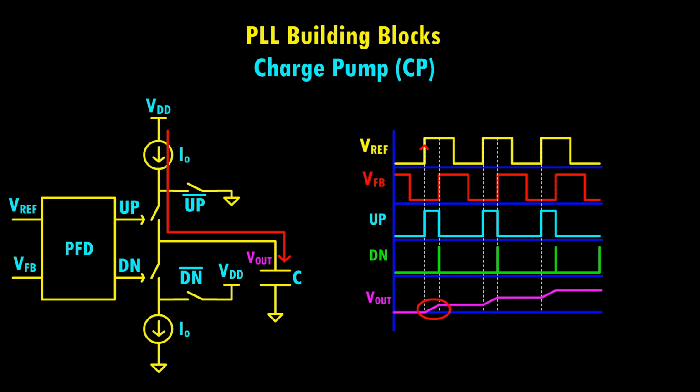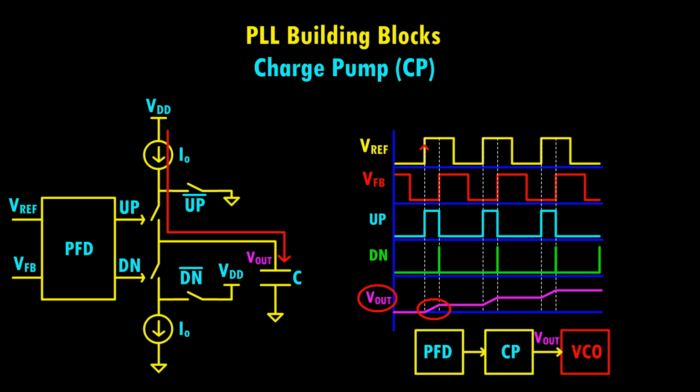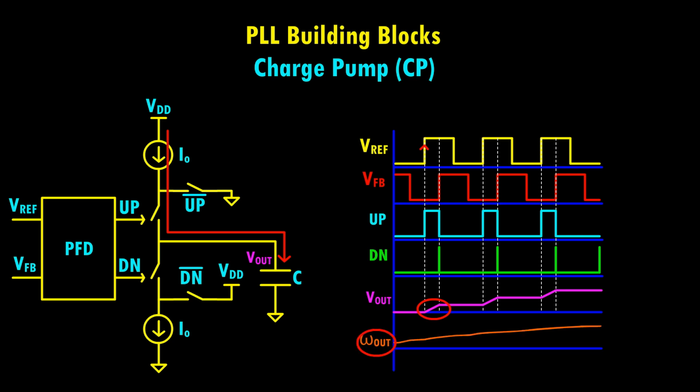The resulting voltage across the capacitor, Vout, is fed into the VCO. As this voltage increases, the VCO output frequency also increases, reducing the phase difference between the Vref and VFB. Now consider the opposite case.